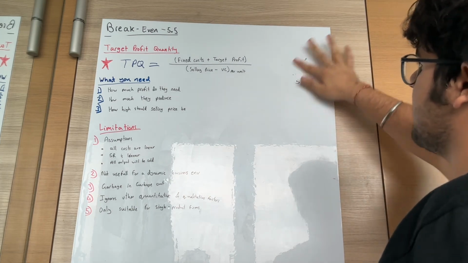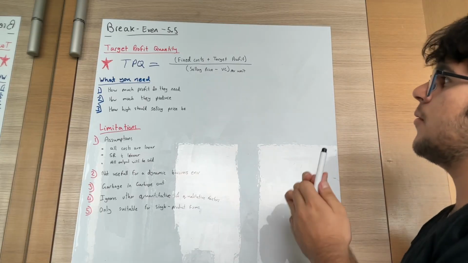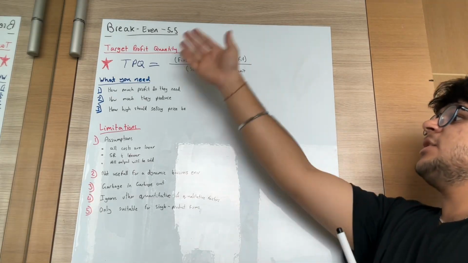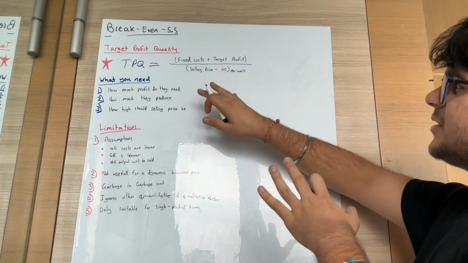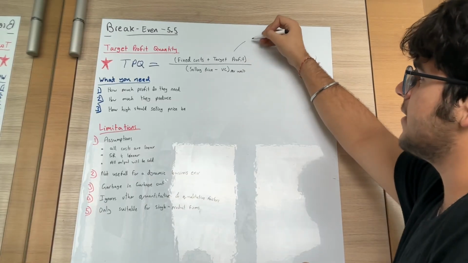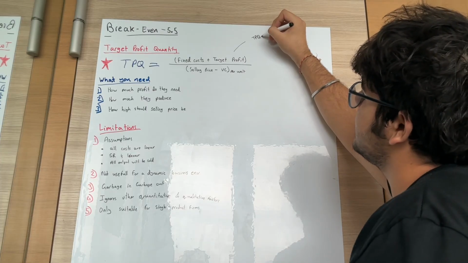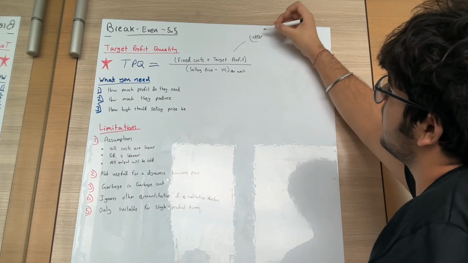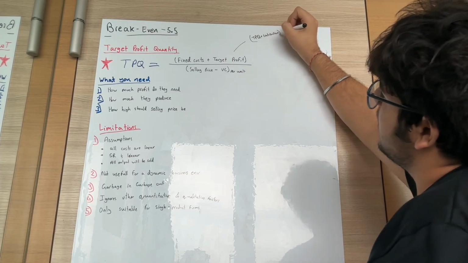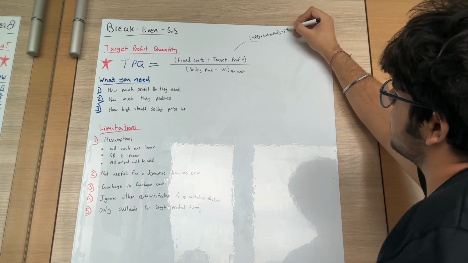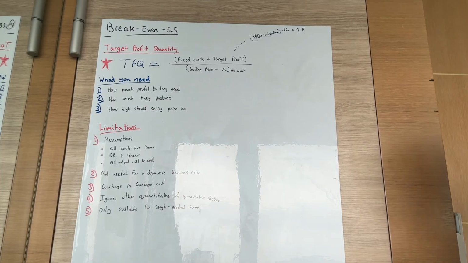Now, sometimes they may ask you about target profit, but all you have to do is just rearrange the equation, okay? Now you have to use some math, okay? But you just rearrange the equation to make your target profit the subject. So it would be your target profit quantity times your contribution, okay, minus your fixed costs. That would be your target profit. That's how you'd find target profit.